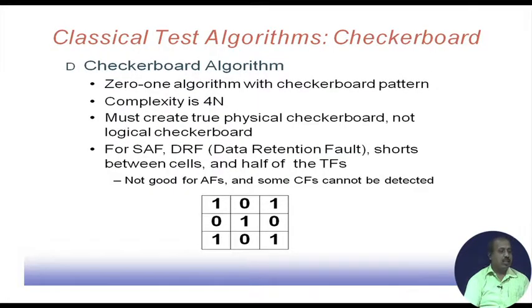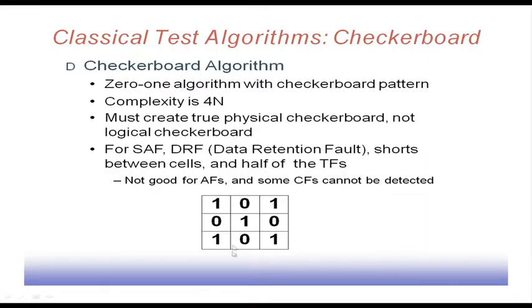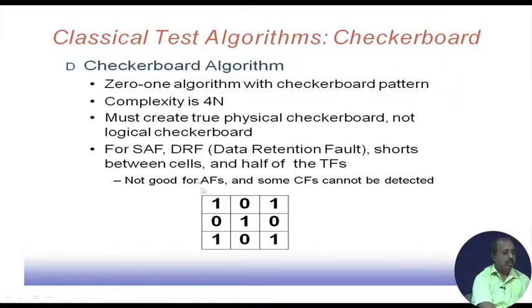Another algorithm is known as the checkerboard algorithm. So, this is again a 01 algorithm with a checkerboard pattern. Checkerboard pattern means that at any point of time, when you have completed one particular template of this sequence, the pattern in the memory should be like this. So, alternate locations will have ones and zeros. Again, the complexity is 4 into n.